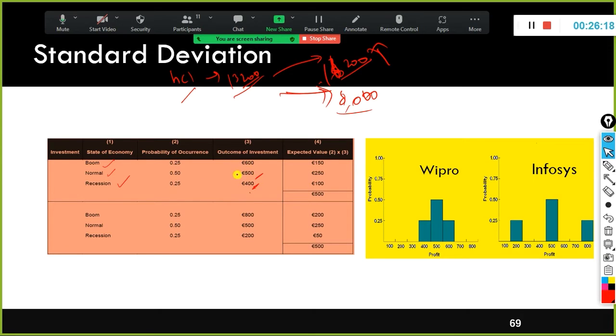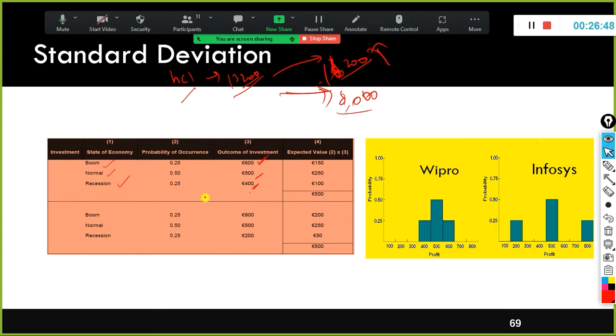So the normal economy is the 500. Boom is something like, now we are really doing a good job. The Indian economy is very good, and especially in the software industry we are getting a lot of projects, and we are so bullish, right? So in the case of boom, this is the expected return. This is in the case of normal, and in the case of recession, this is the return we can expect here.